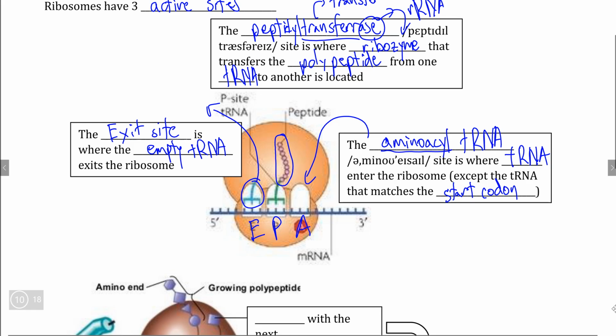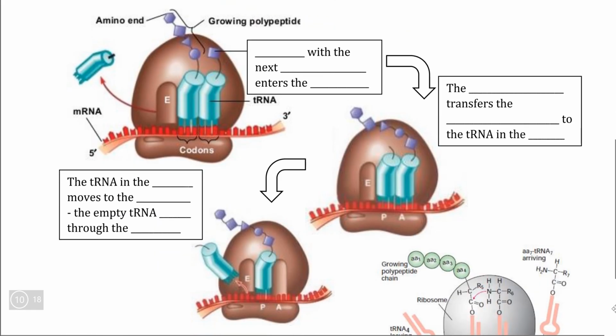Now, to make sense of this, we can actually take a look at one revolution of the function of a ribosome. So this all begins with tRNA that is carrying the next amino acid, ready to join the process, and therefore enters the A site of the ribosome right here.